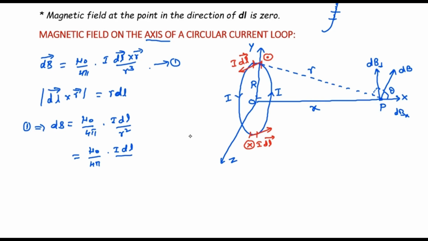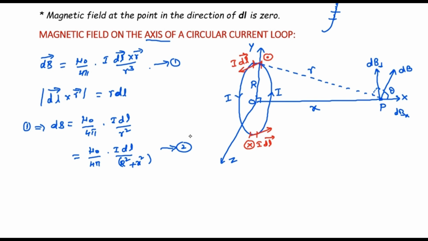So this one will look like a right angle triangle. The relation between small r, capital R and x is small r square is equal to capital R square plus x square. Take it as equation number 2.